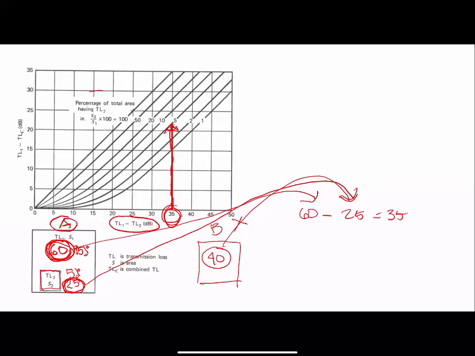And that 5 is a percent of the total area having the second transmission loss. So it's this 5% right here is the area of the window. And again, don't just look at it as a 5. Recognize that this means 1%, and this means 100%, and this means 10%, and so forth. So what we want to look at is, what's the difference between the window and the wall? And then what's the percentage of the wall that is window? And that gets us to there.